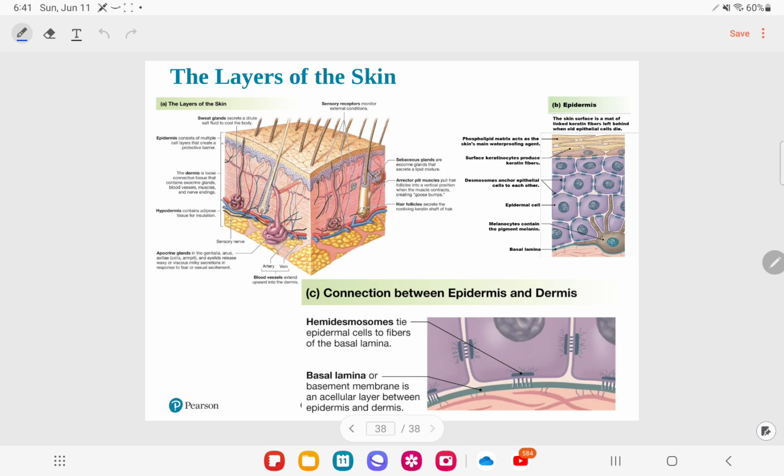And just to show you again, these are the layers of the skin. We have the epidermis, with five layers, or four. Then we have the dermis, consisting of two layers, and under the dermis we have the hypodermis. You can see the connection between the epidermis and the dermis. Look at this hemidesmosome tying that epidermal cell to the fibers of the basal lamina right here. So this is just an introduction to Chapter 3: compartmentation, cells, tissues, and organs.